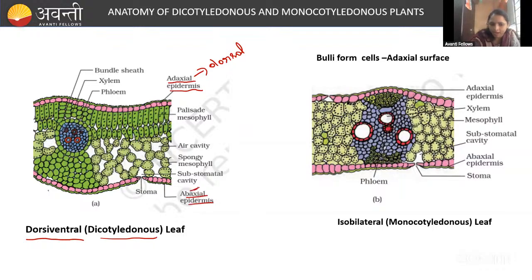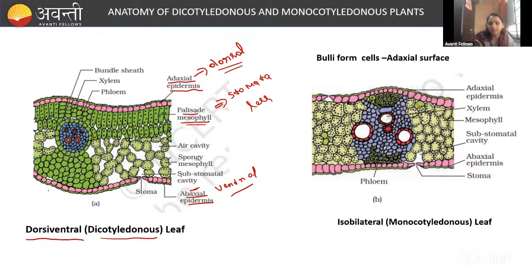Abaxial. A is there, right? A means you can see that is the ventral. Okay. D here is there. So that is dorsal. Okay. In the adaxial or in the dorsal surface, we can see the parenchyma that is differentiated into the palisade mesophyll, palisade parenchyma. Okay. So that are elongated parenchyma we can see in the dorsal side. And also you can see that stomata is less here in the dorsal surface.